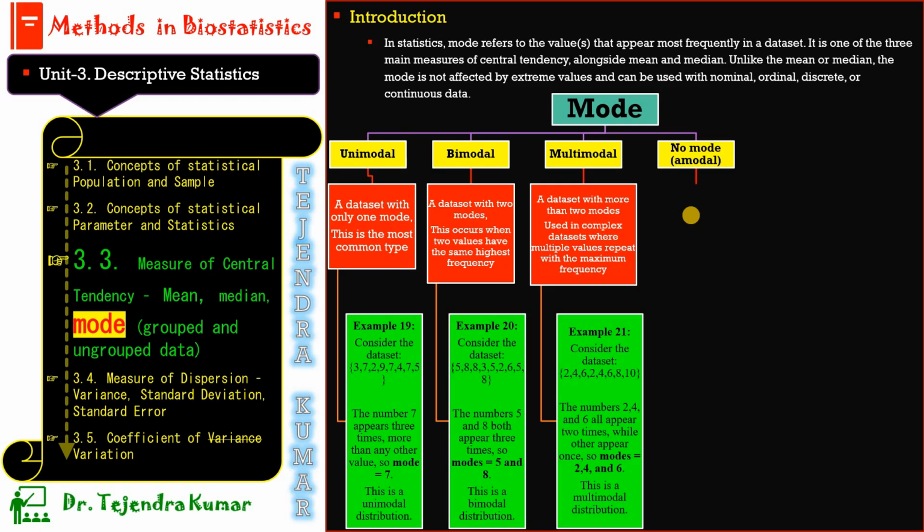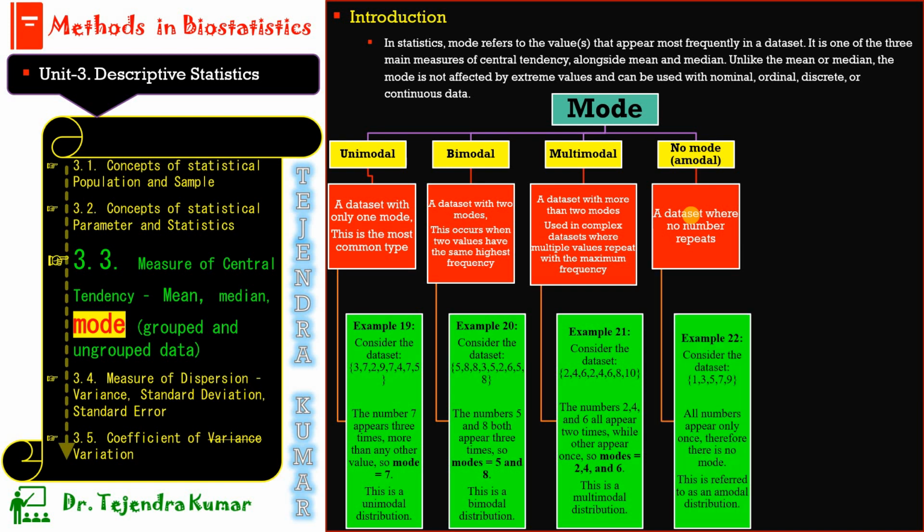Next is amodal, or we can say no mode: a data set where no number is repeating. Example, consider the data set 1, 3, 5, 7, 9. All numbers appear only once, and therefore there is no mode. This is referred to as an amodal distribution.